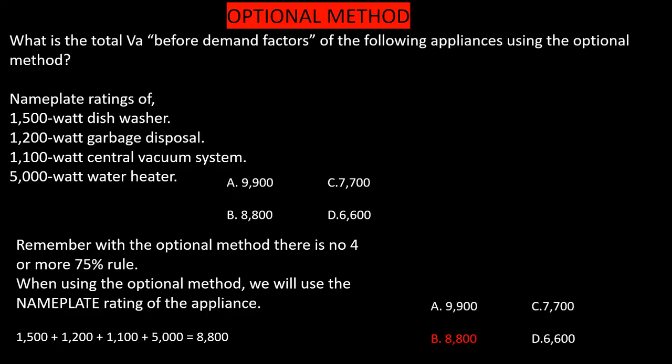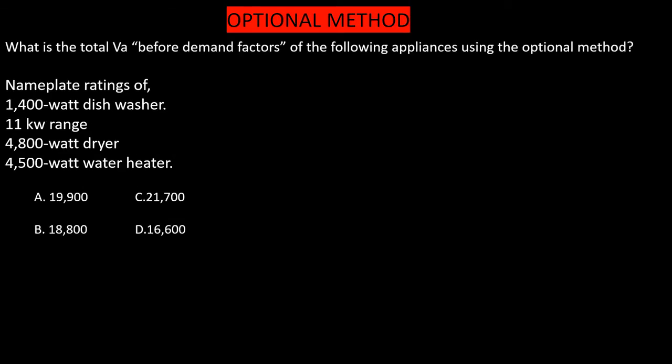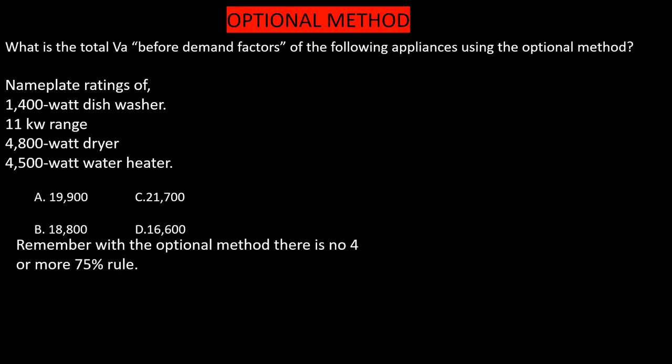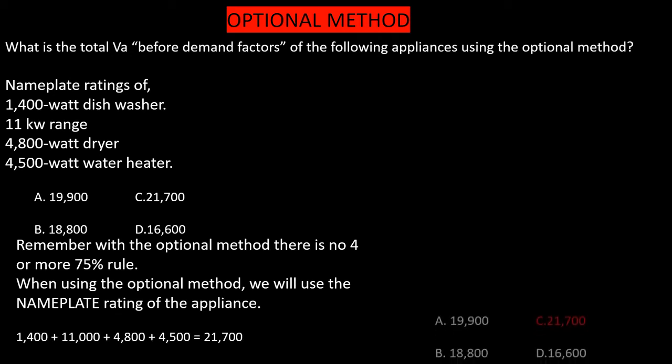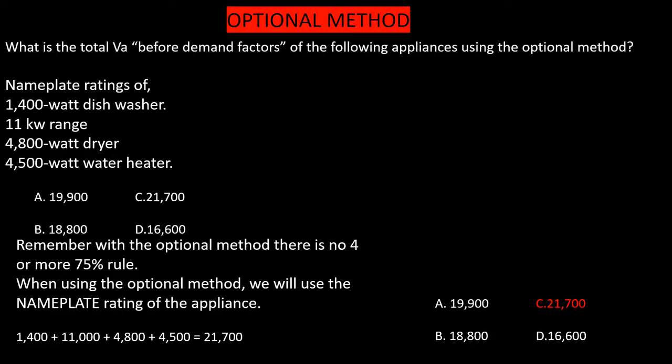Great job. What is the total VA before demand factors of the following appliances using the optional method? The nameplate ratings of a 1,400 watt dishwasher, an 11 kW range, a 4,800 watt dryer, and a 4,500 watt water heater. So we're not going to use the 4 or more 75% rule because it doesn't apply in the optional method. When using the optional method, we're going to use the nameplate ratings of the appliances. So we just total them up. Again, this question asks for the VA before demand factors, and we're going to select C.